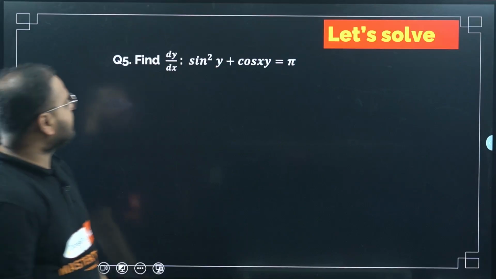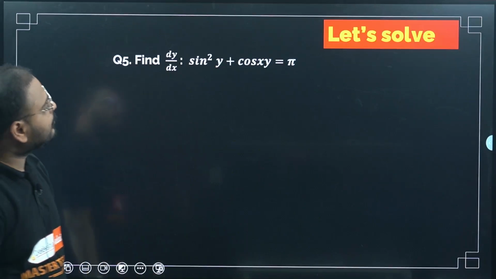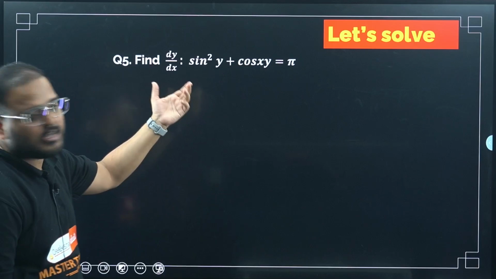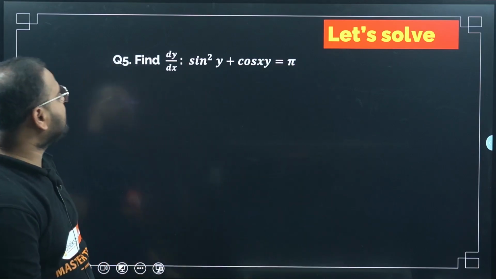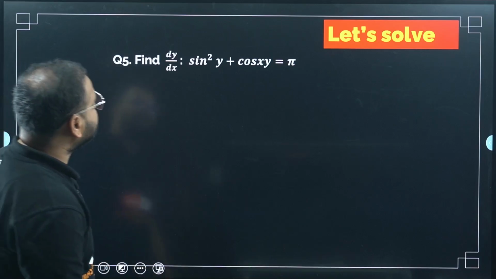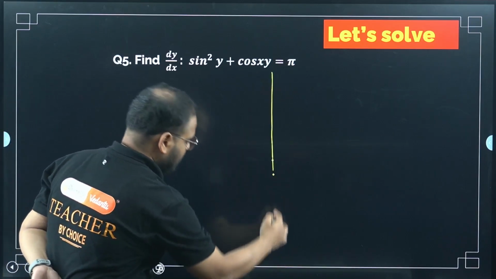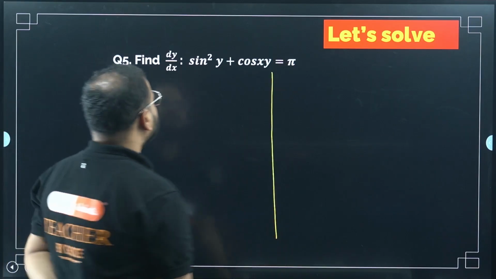Okay. All right, sir. Find dy by dx for this function. Again, we have to use what? Chain rule. Why, sir? There is no simple way to write the y. So same concept we can use, sir? Yes, sir. Let's see how we can proceed with this.